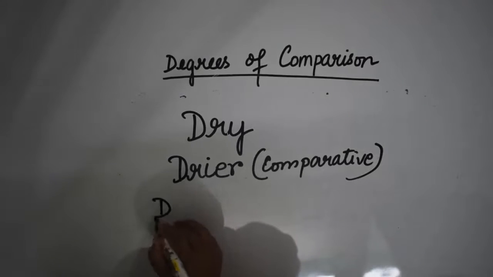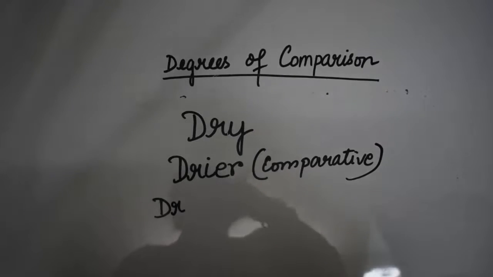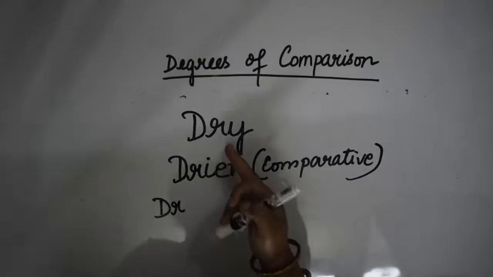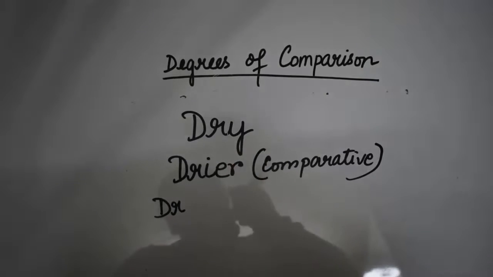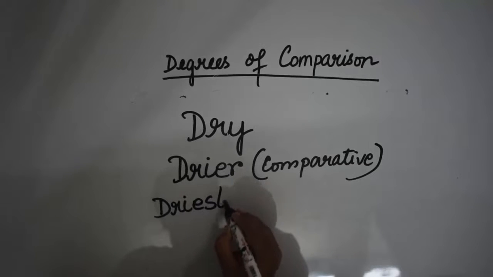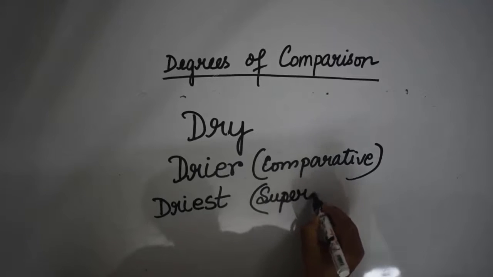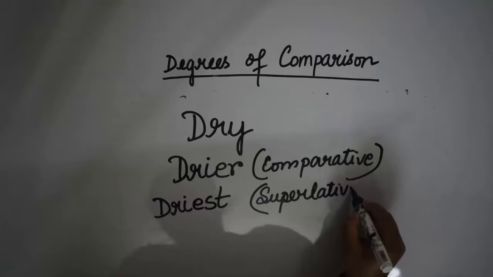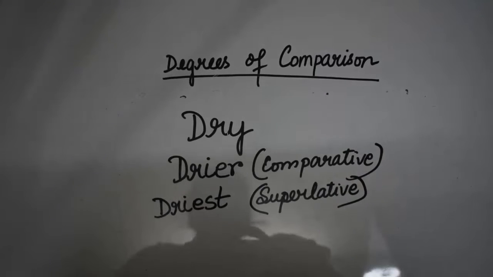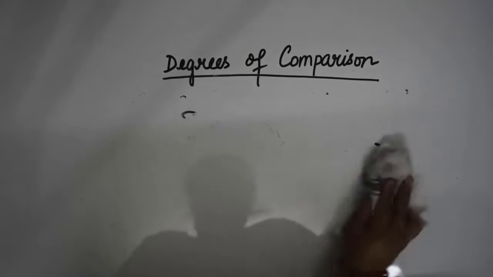And in order to form the superlative of the word dry, again the same rule. First you need to change the Y into I and then add EST. So the superlative of the word dry is driest. Clear? Let's take another word.